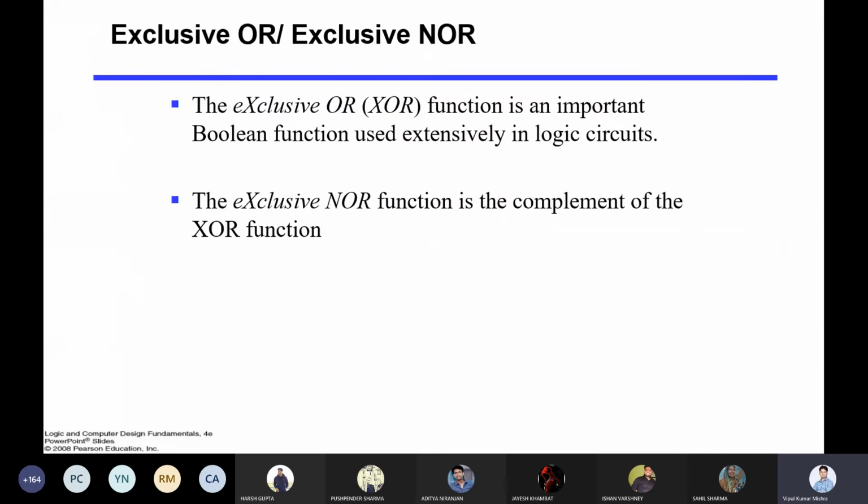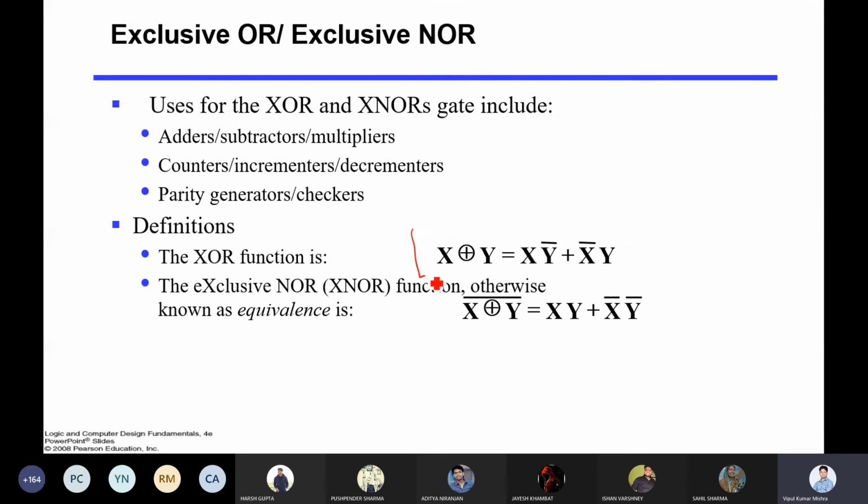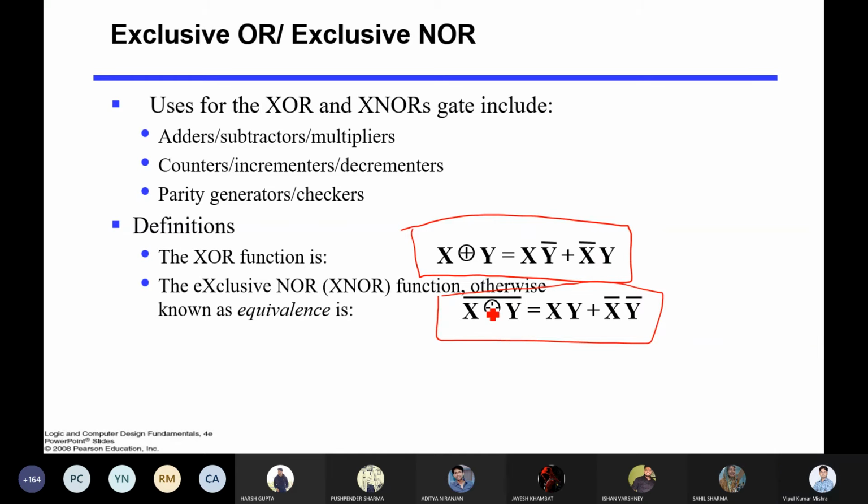Now we have two more gates. One is the exclusive OR and another is the exclusive NOR. So how will they look? The definition of XOR is this, and the definition of XNOR is this. You can say XOR is X dot Y bar plus X bar dot Y. These two are complements of each other. XOR is the complement of XNOR. And what will be the XNOR? X dot Y plus X bar Y bar. So in that way you can represent XOR and XNOR.